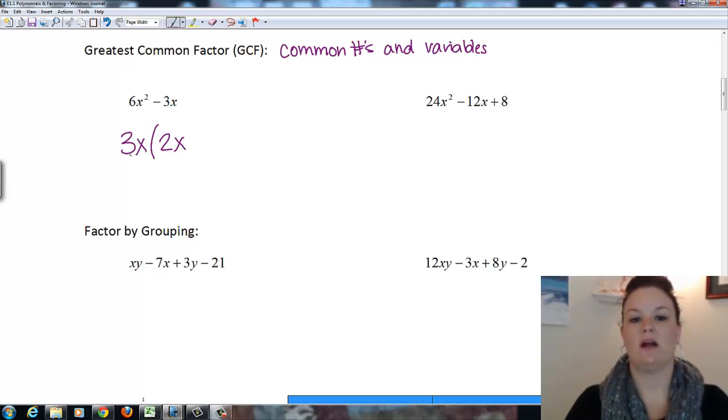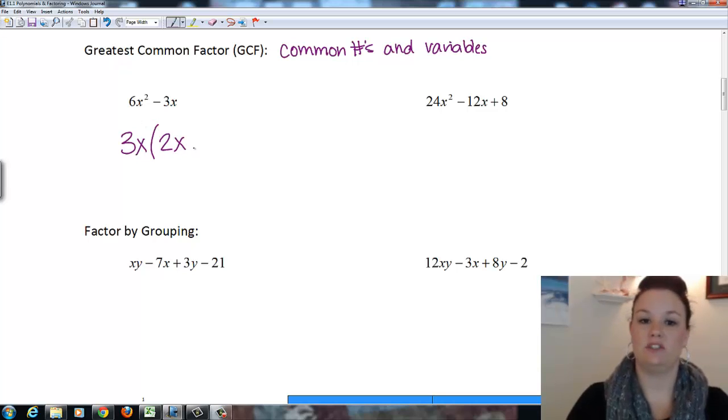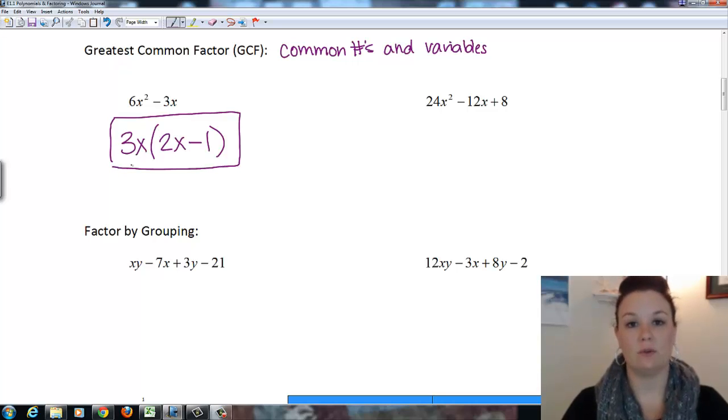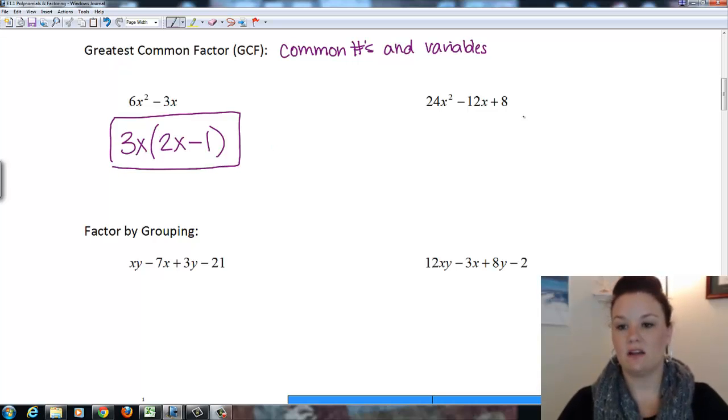So 6x squared divided by 3x leaves me with 2x. 3x divided by 3x leaves me with 1. We always write our greatest common factor and then in parentheses what's left over after we take that out. Same thing on this one.